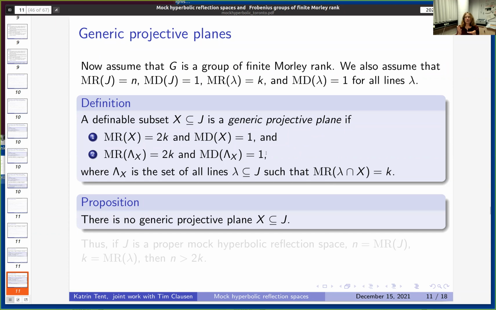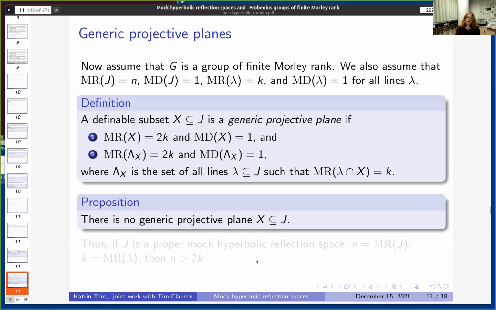So this corresponds to asking that you have a projective plane generically. If you take a line and a generic line, they will intersect, but you're not asking that any two lines intersect. But the observation that I mentioned just before, that you cannot have an honest projective plane in such a mock hyperbolic space, also generalizes in the setting of finite Morley rank to show that you can't even have a generic projective plane.